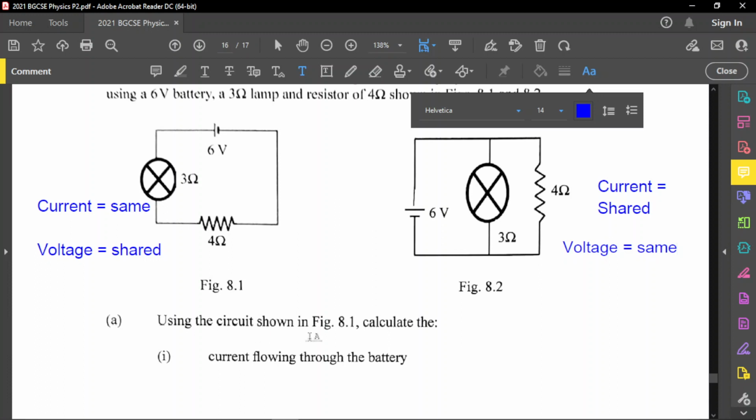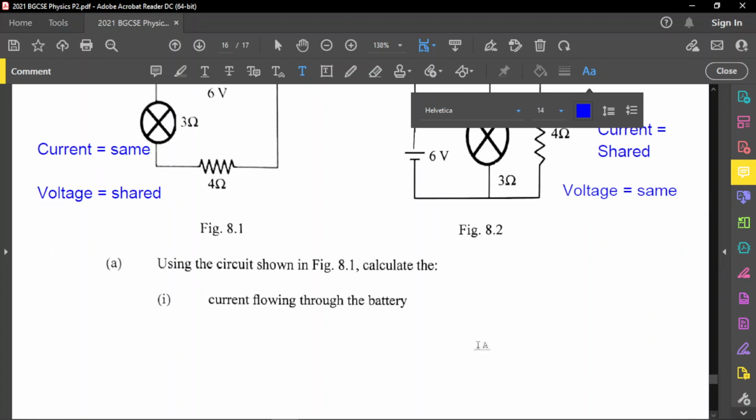All right, using the circuit shown in figure 8.1, calculate the current flowing through the battery. To get the current in figure 8.1, which is the series circuit, we need to find the total resistance. To find current we use the formula V equals I times R, so I is equal to V over R. You need to know what R is, which is the total resistance. The total resistance in this circuit is R equals R1 plus R2.